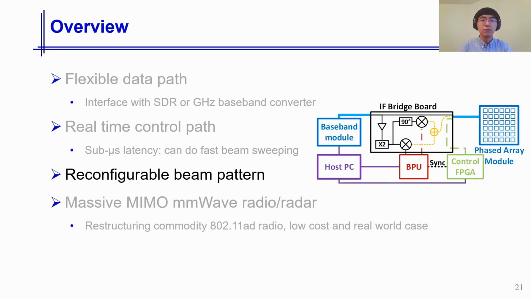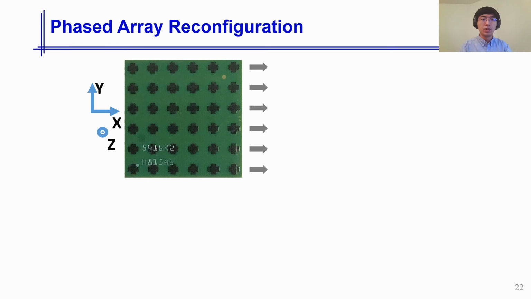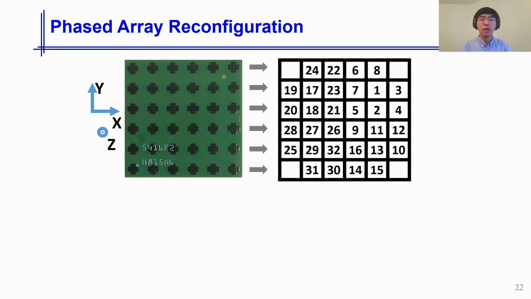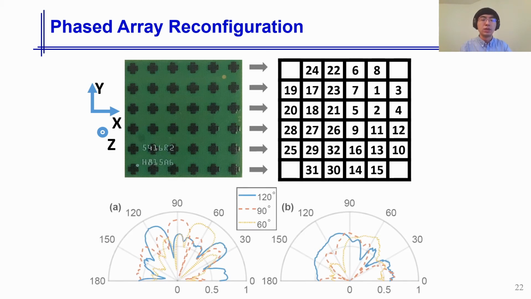Then we investigate the phase array module to make the beam pattern reconfigurable. The phase array in the commodity mmWave radio is a uniform planar array. We conduct extensive calibration to find out the mapping of the antenna element and the codebook entry. Then we can program the codebook corresponding to the beam pattern we want. The figure shows some examples, where we generate narrow beams pointing to different angles by using all the antenna elements. Or we can generate wider beams pointing to different angles by using some of the antenna elements.